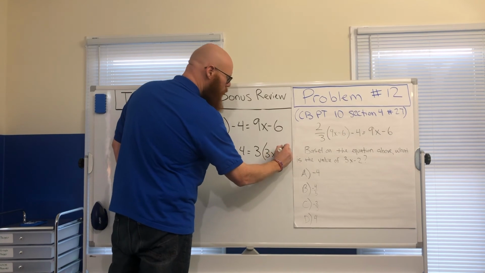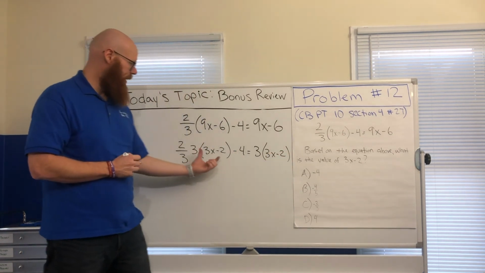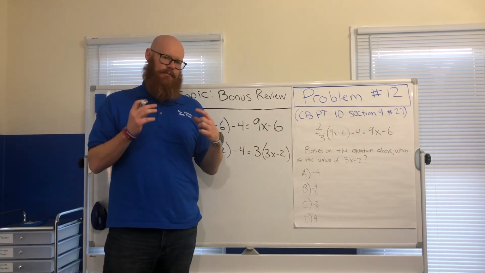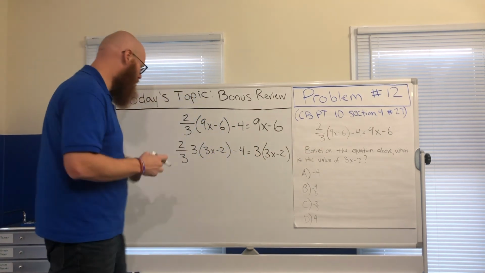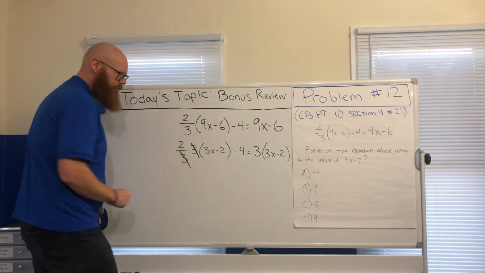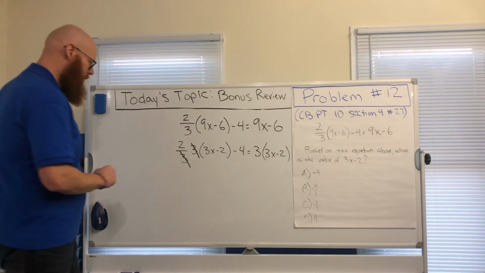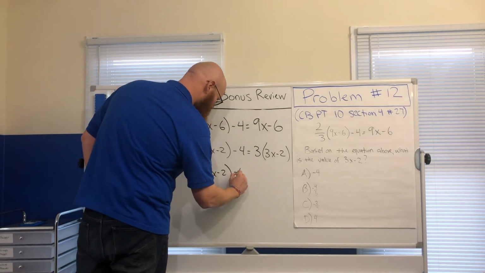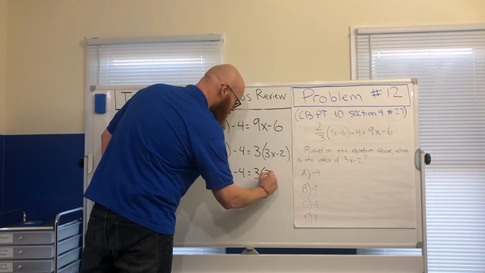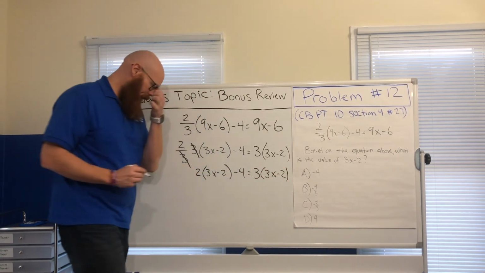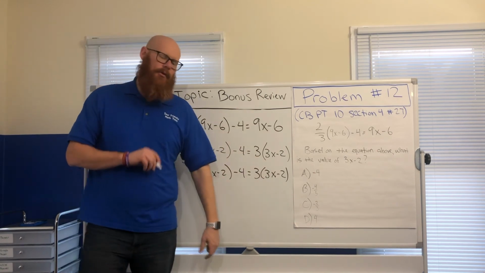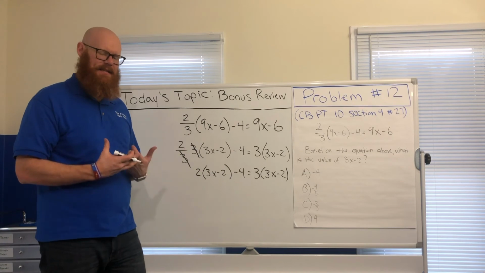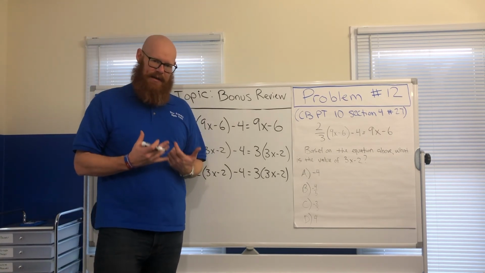Well, now it seems like we're getting somewhere because I have now introduced the thing that I'm looking for, the expression or the quantity that I'm looking for. I get a nice cancellation here, and then I end up with 2 times 3x minus 2, minus 4, equals 3 times 3x minus 2. All right, so now you may still think, oh, maybe I should distribute? Well, no, that's just going to get rid of the thing that we're looking for. So let's do a little easy substitution, and maybe you'll see just how easy this problem is.